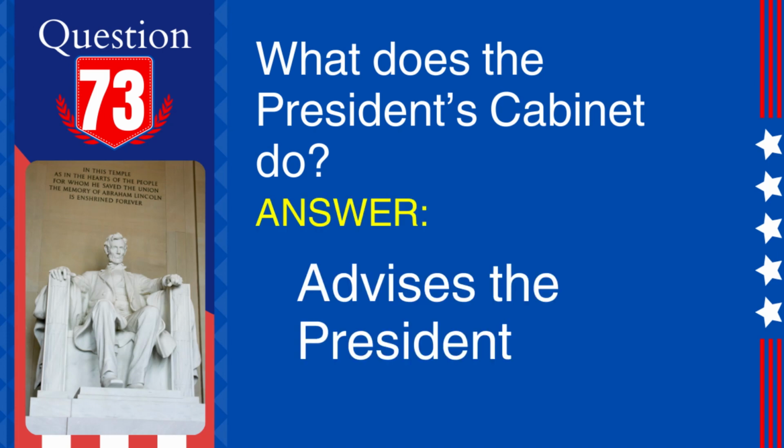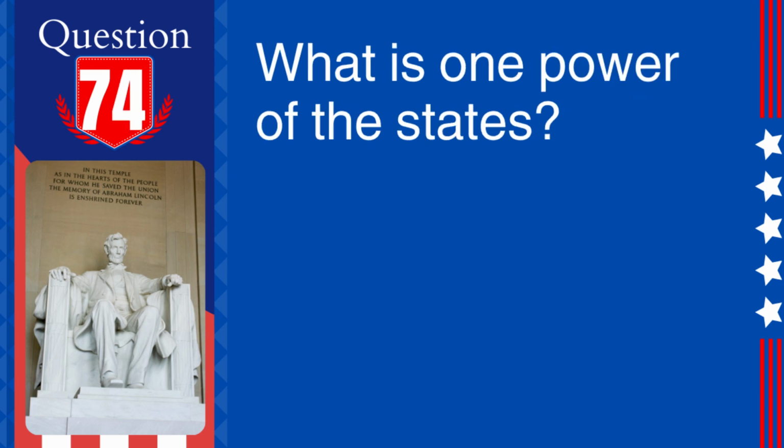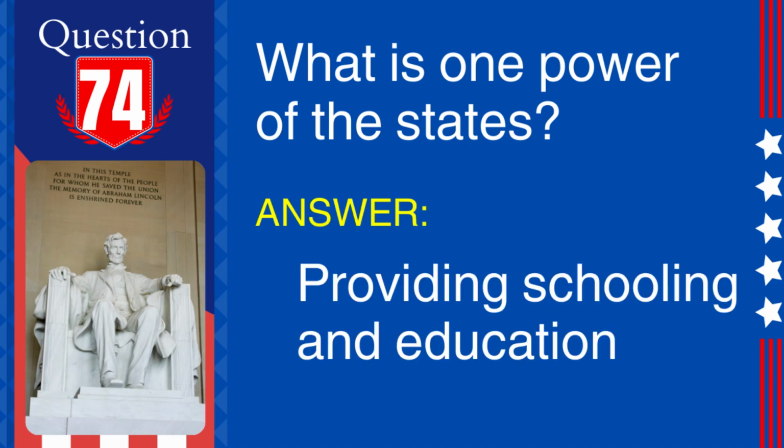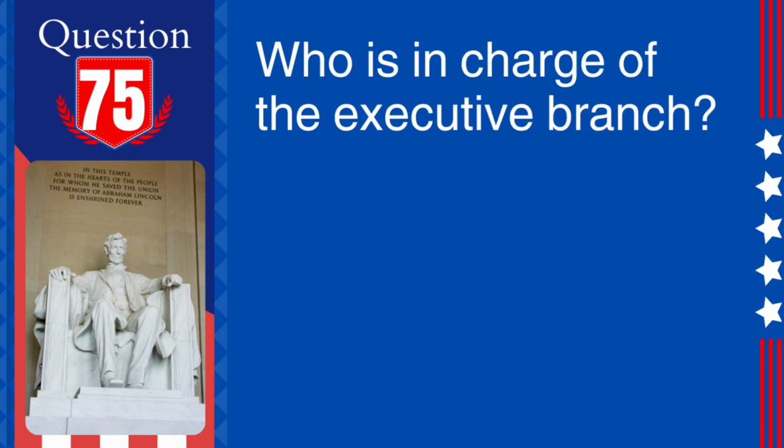73. Question: what does the President's cabinet do? Answer: advises the President. Explanation: the President's cabinet, composed of the heads of the executive departments and other key officials, serves as an advisory body to the President. 74. Question: what is one power of the states? Answer: providing schooling and education. Explanation: the power to provide public education is reserved for the states under the U.S. Constitution.